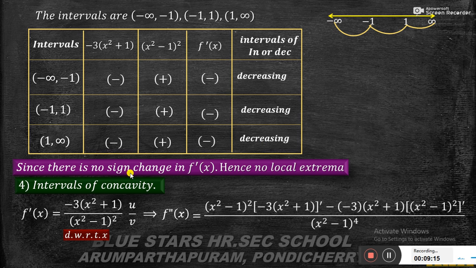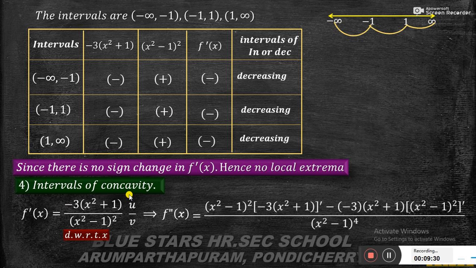So next, since there is no sign change in the f dash of x, hence no local extrema. You see the sign of the f dash of x is minus, no alternate sign, no sign changes, so we say it has no local extrema.